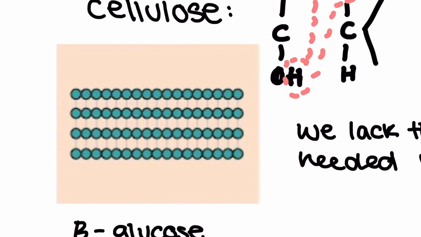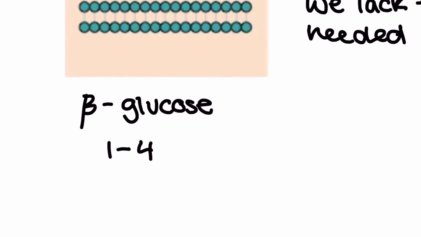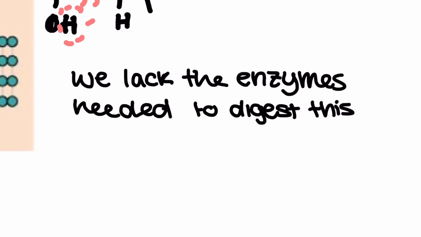And another thing, it's made up of beta glucose. And actually, as human beings, we lack the enzymes that are needed to digest this. So when you ingest cellulose, it enters our body and it exits completely whole. It's egested completely whole as our body doesn't have the enzymes to break this down. And we actually commonly refer to this as fiber.